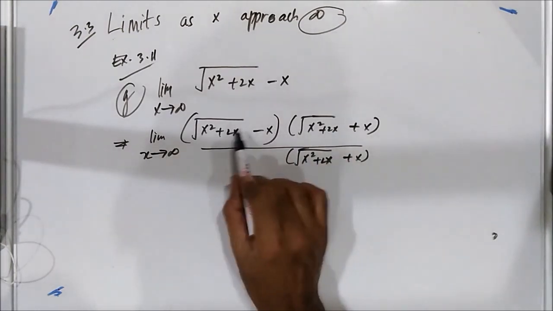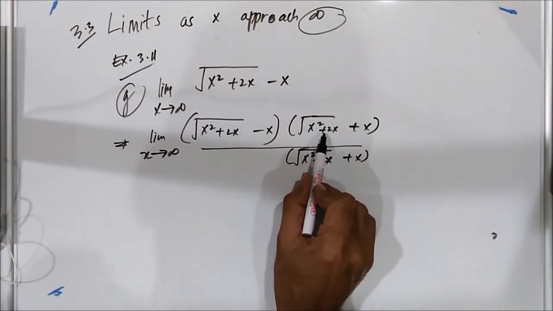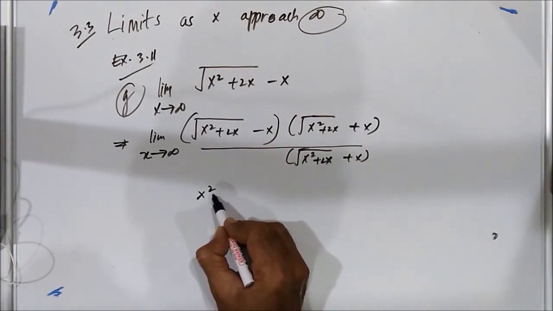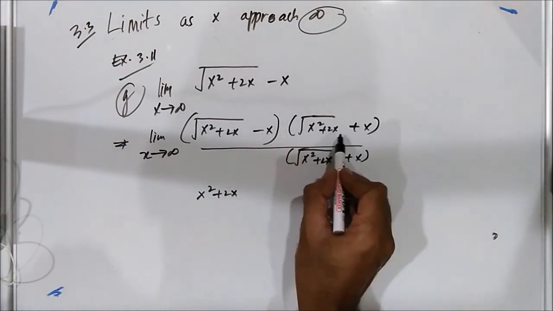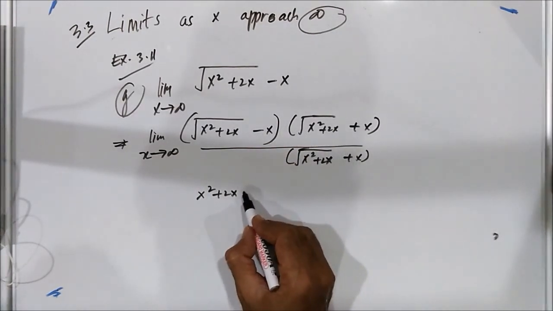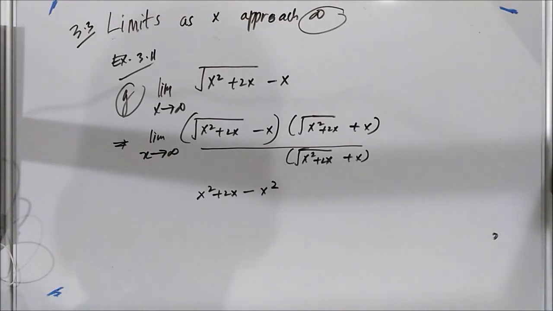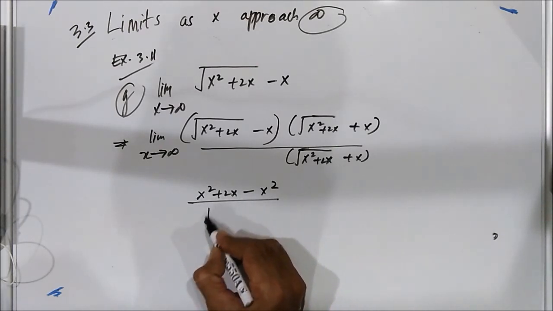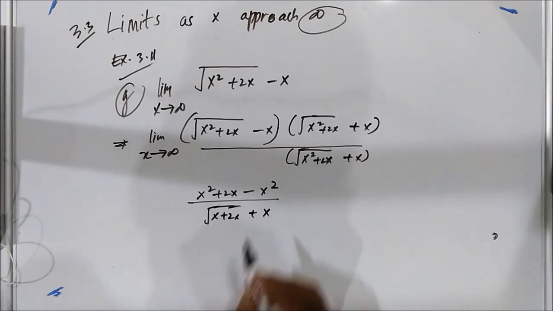So the top here becomes this thing multiplied by this thing: you get x raised to 2 plus 2x, then this time multiplied by this thing is minus x squared. Divide by square root of x raised to 2 plus 2x plus x.